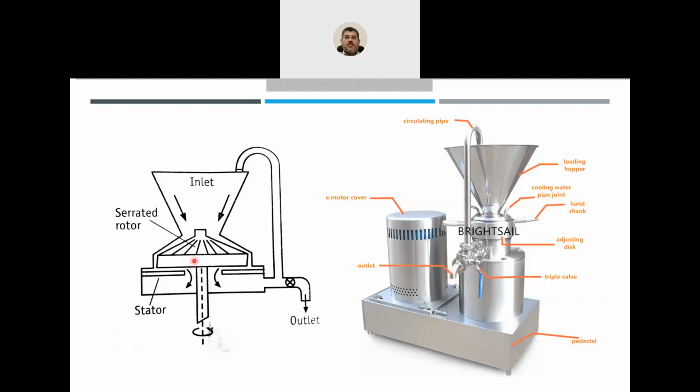And this is the cross section, how it looks. There is a rotor above a stator. They will keep rotating. There will be some shear forces. It can reduce the size of particles or globules.